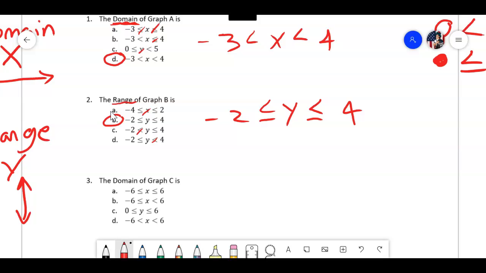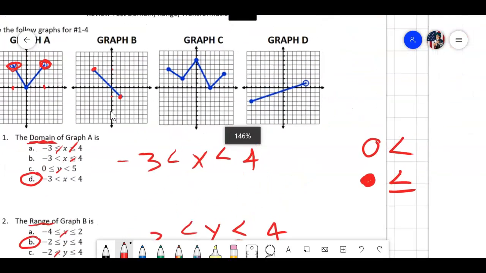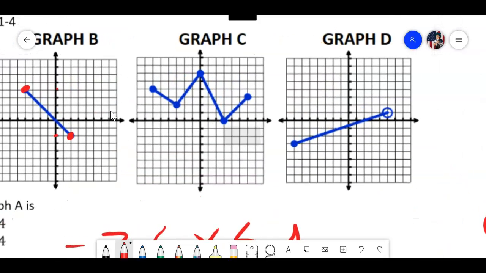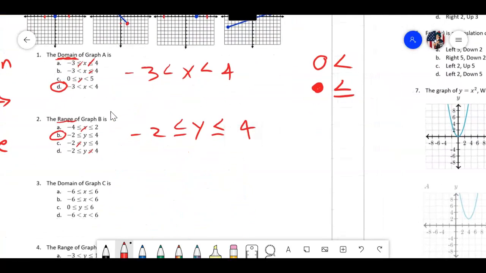All right, number 3 says the domain of graph C. Well, let's go to graph C. Let's look at domain. How far left does it go? Right here. So that's going to be there. How far right does it go? There. So that's -6 and then +6. They're both shaded in. So we would get this.